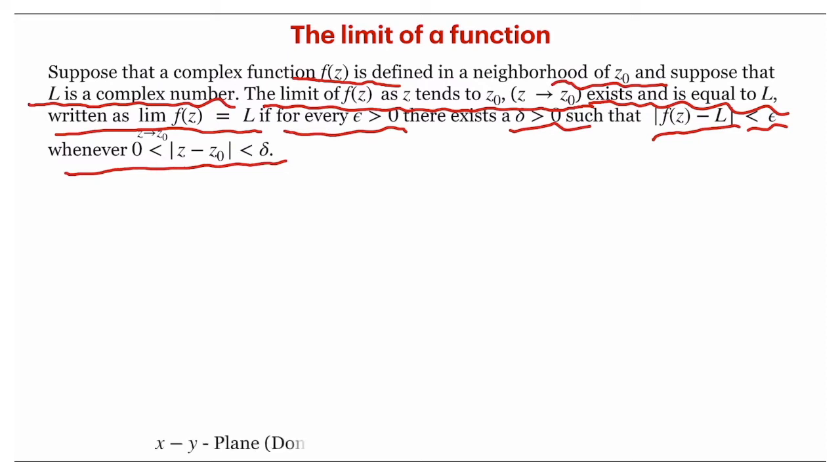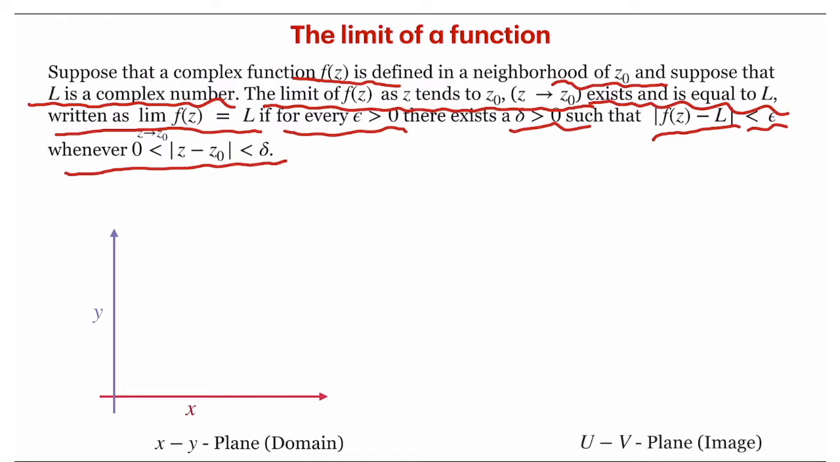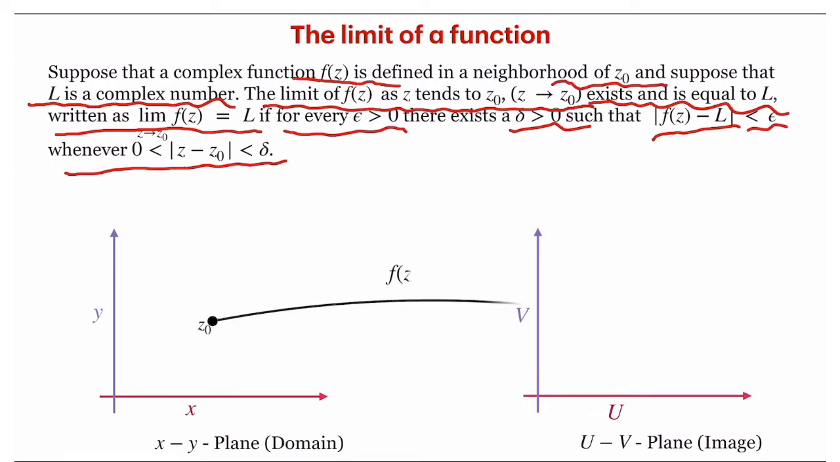But let's try to visualize. We have an xy plane, the domain of a complex function, and we have a UV plane, which is the image of the complex function. We have a point z0 in the domain which is mapped to w0 in the image plane through the function f(z). Now we have a limit. It need not be the same as w0. In general, it could be different. Later we will see that in the case of continuity, both will have to be the same. For the definition of a limit of a function, you don't need them to be the same.